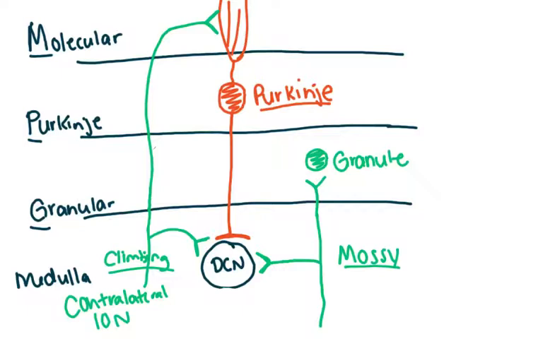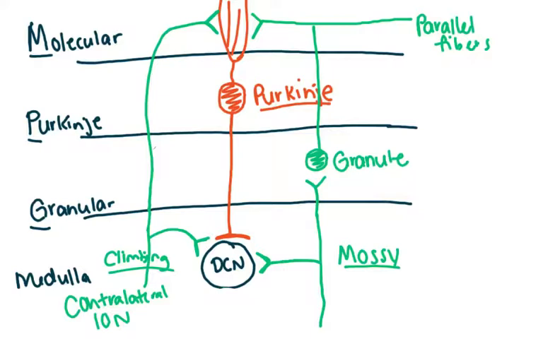So they are going to project their axons into the molecular layer, where they are going to form these parallel fibers. The parallel fibers travel in the direction of the transverse axis of the folia, where they will synapse with the dendritic trees of the Purkinje cells. So just like the climbing fibers, the mossy fibers are going to come in, excite the deep cerebellar nuclei, then excite the granule cells, which will excite the Purkinje cells, which will inhibit the deep cerebellar nuclei, turning it off.